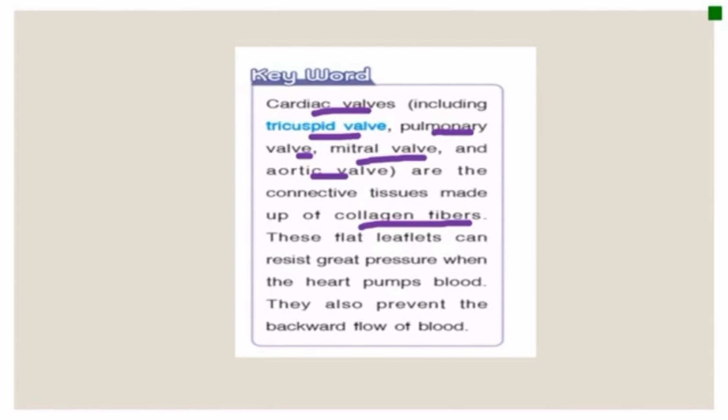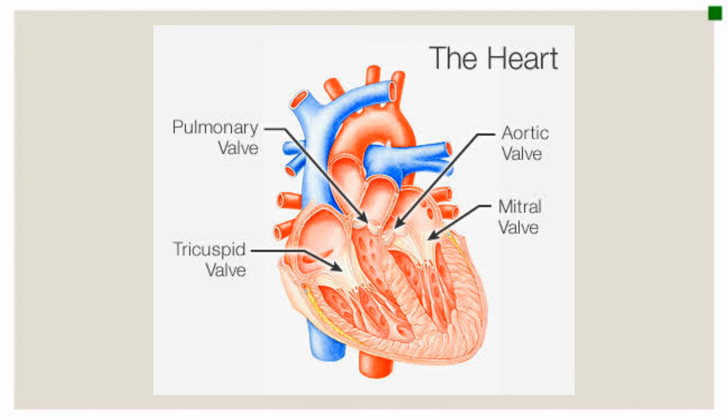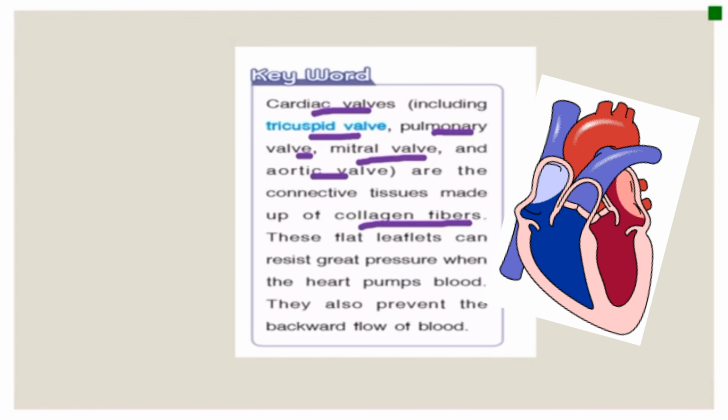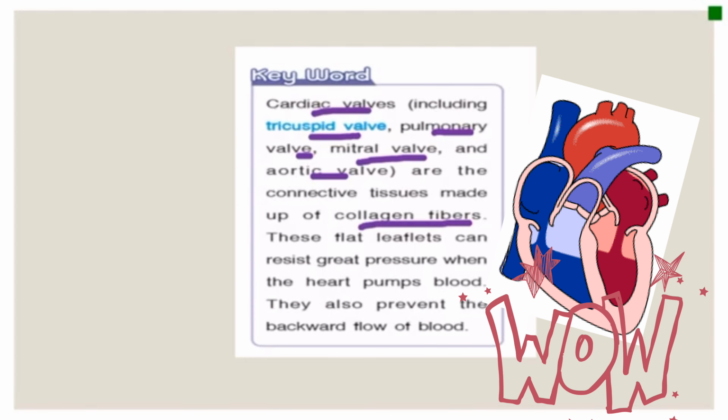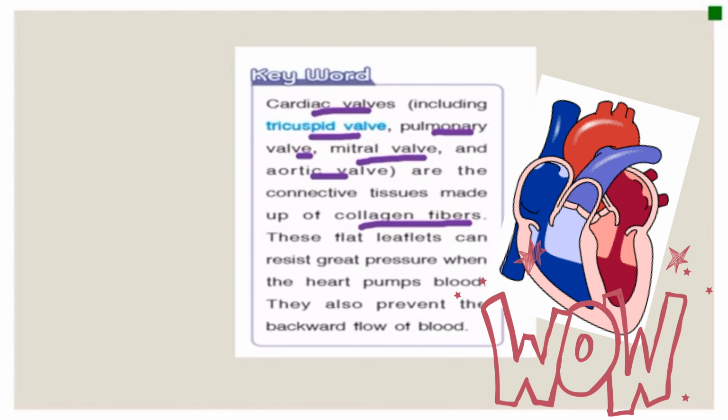Okay, and there are also what we call cardiac valves. We have the tricuspid valve, the pulmonary valve, mitral valve, and aortic valve. They are connective tissues made of collagen fibers. These flat leaflets can resist great pressure when the heart pumps blood. They also prevent the backward flow of blood.